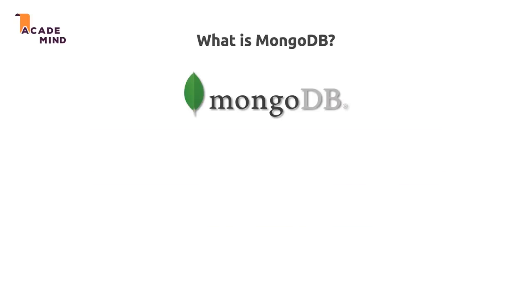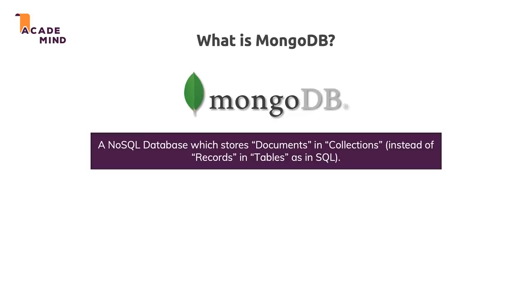And that leaves us with MongoDB. What is MongoDB about? MongoDB is a NoSQL database engine which allows us to store documents in so-called collections instead of records in tables as we would have it in SQL. So it's a database engine. It's all about storing data. It's about storing our application data specifically.